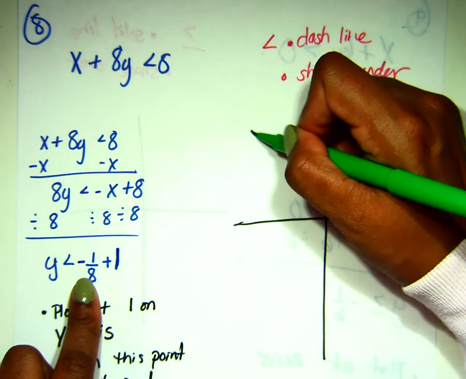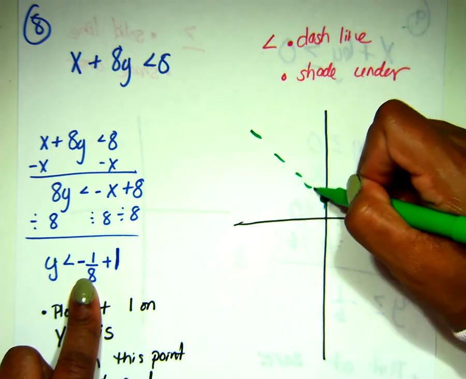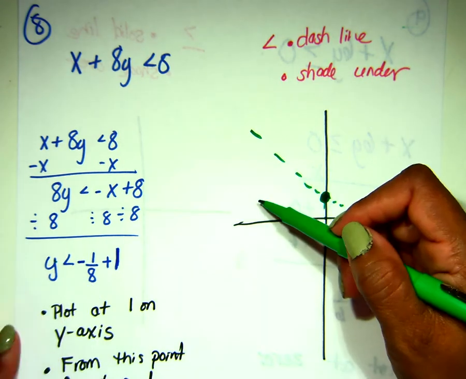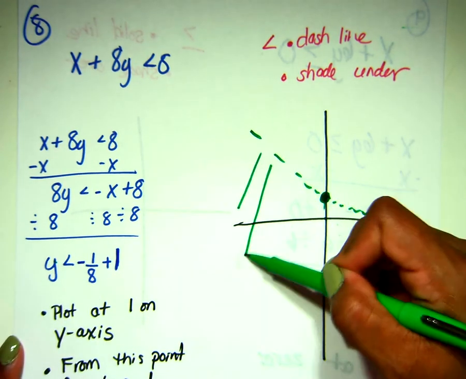It's going to be a dashed line because it's a less than, as indicated right here. And then we're going to shade under.